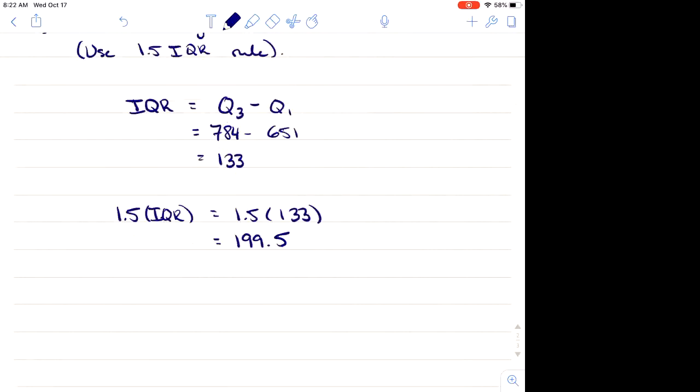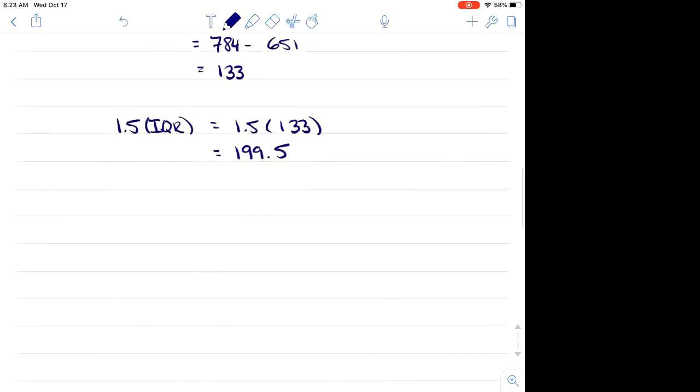So the 1.5 IQR rule says that if we move down 1.5 IQR from Q1, we've got a lower bound. Anything beyond that is going to be considered an outlier on the lower end. And then for the upper end, we do the same thing, but we add 1.5 times the interquartile range to Q3. We tack it on to Q3 and extend it 1.5 times the interquartile range to get an upper bound.